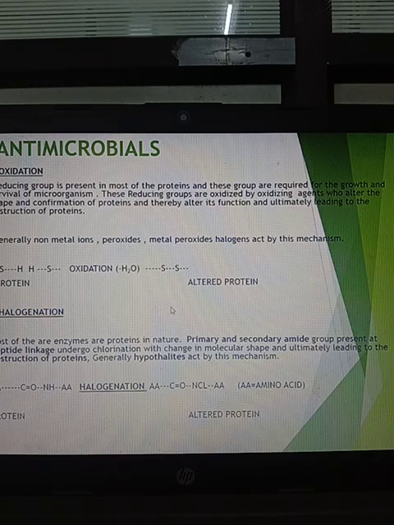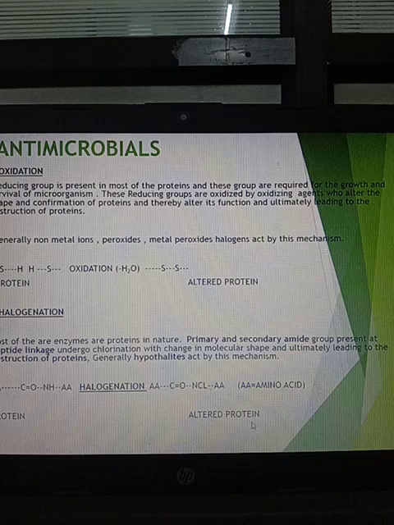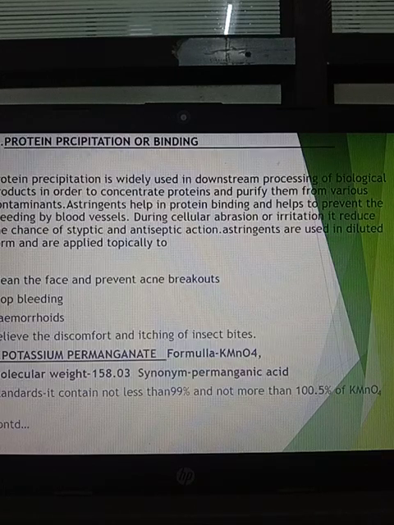Now halogenation. Most of the enzymes are protein in nature. So the primary and secondary amide group present in the peptide link, that is the amino acid CONH group, undergoes chlorination with change in the molecular shape, ultimately leading to the destruction of protein. Generally hypochlorites act by this mechanism. That means in halogenation, chlorine or any other agent can be added to the CONH group. As a result NCl is formed and the amino acid structure is changed. So it is an altered protein and it cannot grow spontaneously.